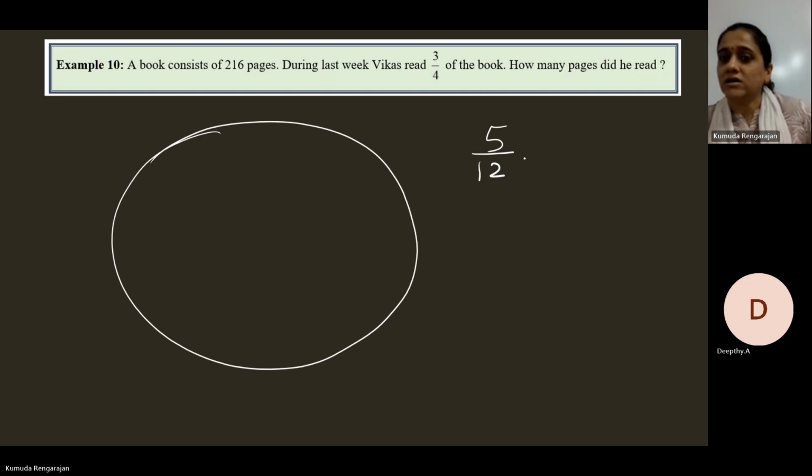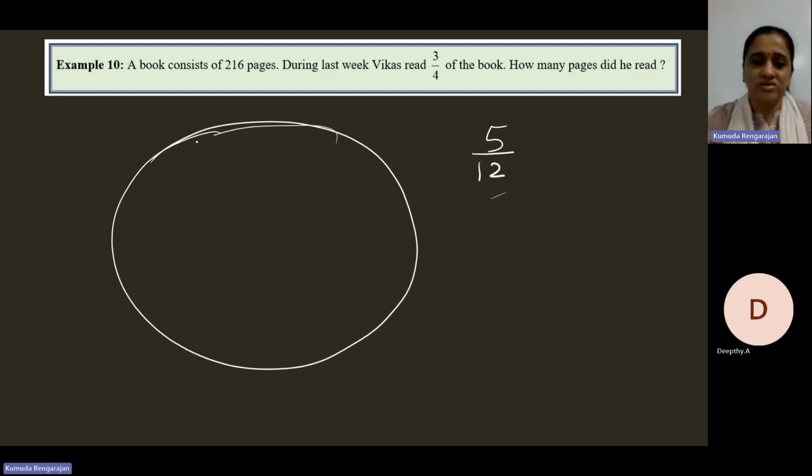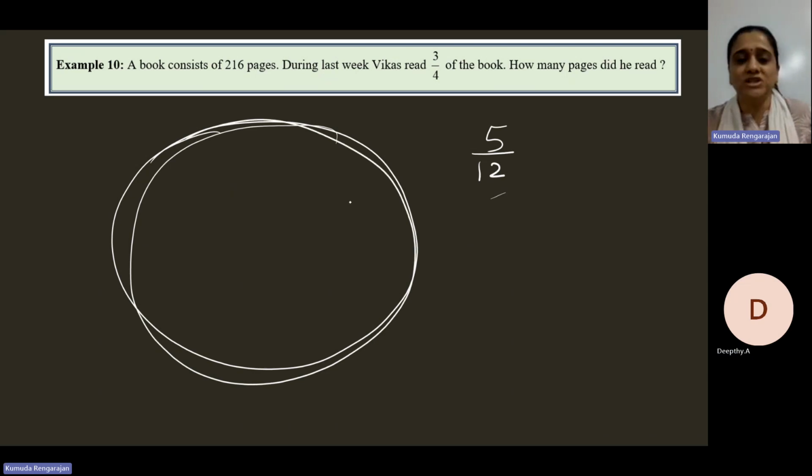This is a pizza. Now you have finished. This pizza is cut into 12 equal portions. So you have finished 5/12 of the pizza. Then how much is remaining? 7/12. 7/12 of the pizza is remaining.